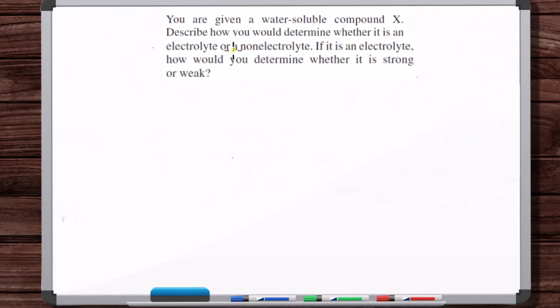Because this just means it either conducts or doesn't conduct electricity when dissolved in water. So take a lot of the compound and make sure you put maybe even saturate it in solution. Because if you just put a tiny sliver of a strong electrolyte in solution, you may not see a light bulb light up, right?